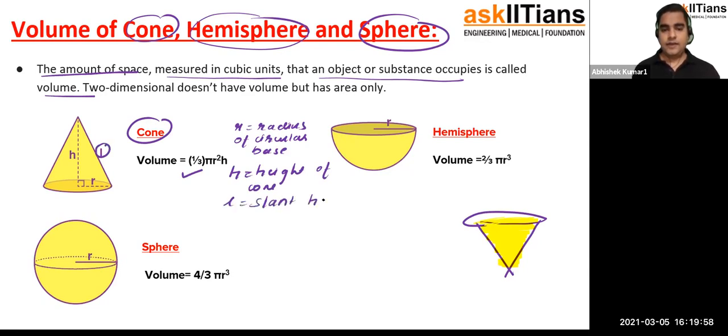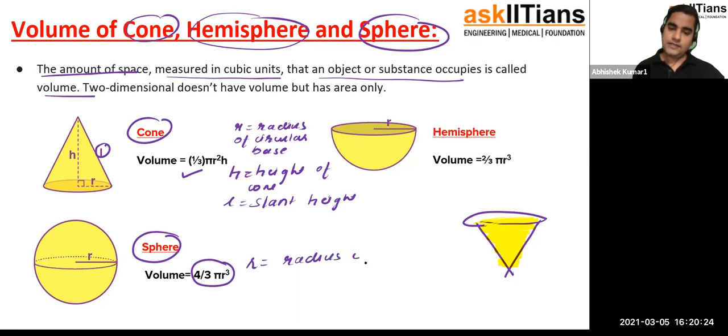Clear? On the other hand, if you talk about the volume of a sphere, you can always consider a football or a cricket ball. So we are talking about the volume of the shape which is similar to the shape of a football or a cricket ball. The volume of that sphere is given by 4/3 pi r cube. Again, what is r here? R is the radius of the sphere that you have.